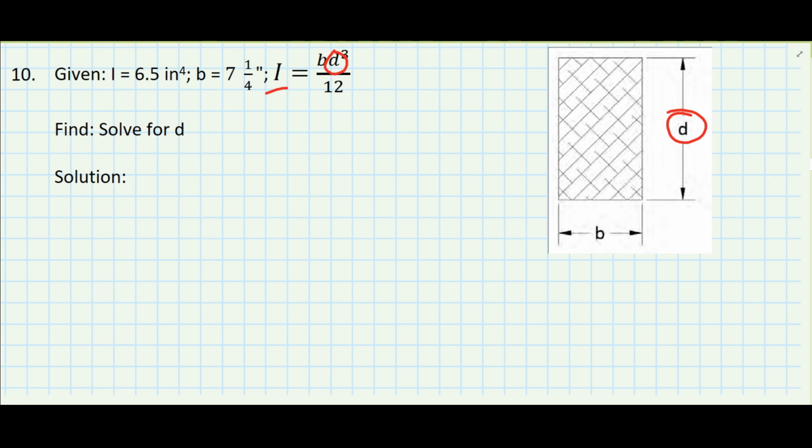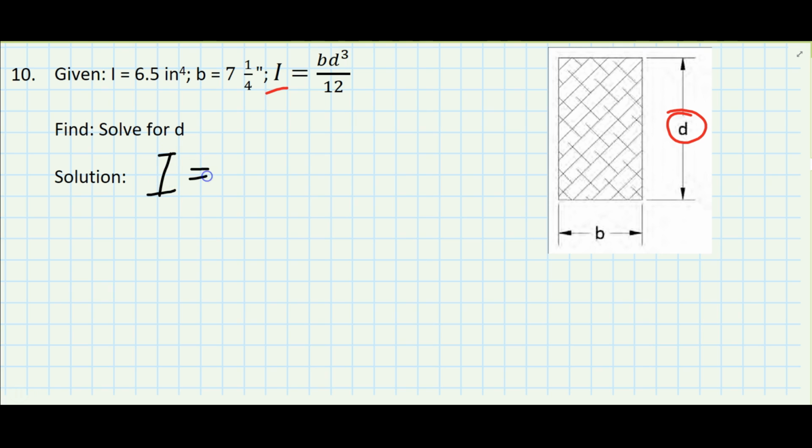You can see from our equation that the height impacts the moment of inertia the most because it's being cubed. So if we wanted to increase the moment of inertia without drastically changing the size, here's where we would do it, with D. So that's what we're doing. We'll solve for D.